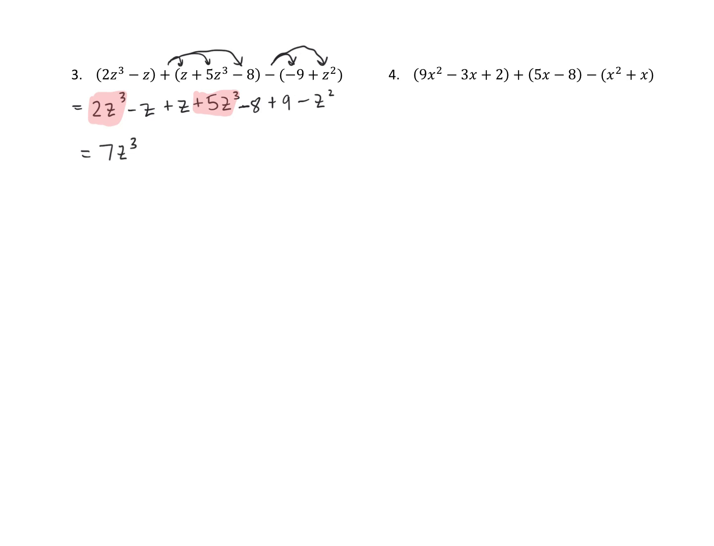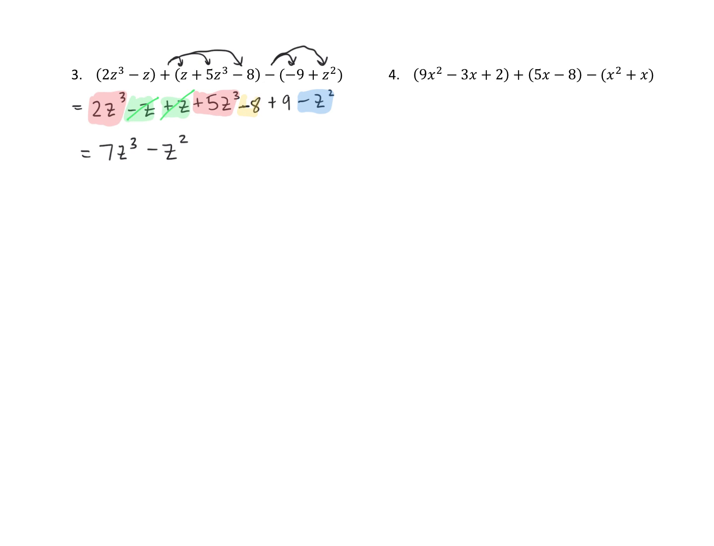Next, I'm looking for a z squared. I only have one of those, so I'm going to bring it down. So negative z squared. Then I'm looking for a z. So I have a negative z and a positive z. Notice that those are opposites. So since I have a negative 1 and a positive 1, those are going to cancel out. They add to 0, so those are gone.